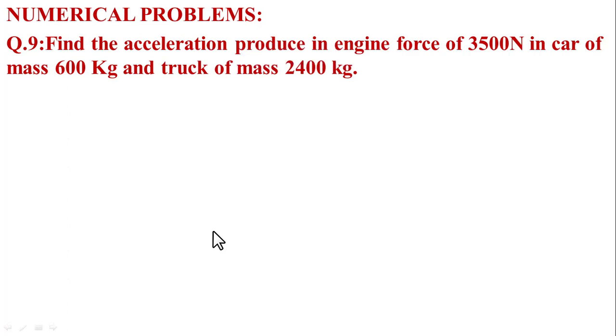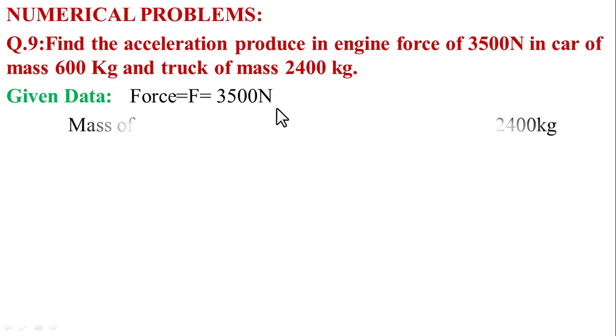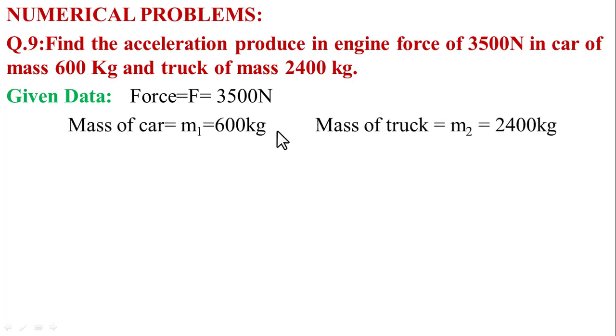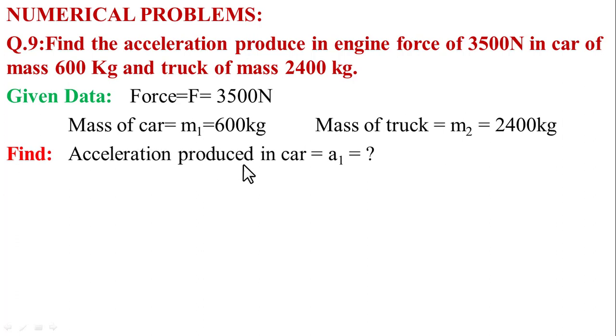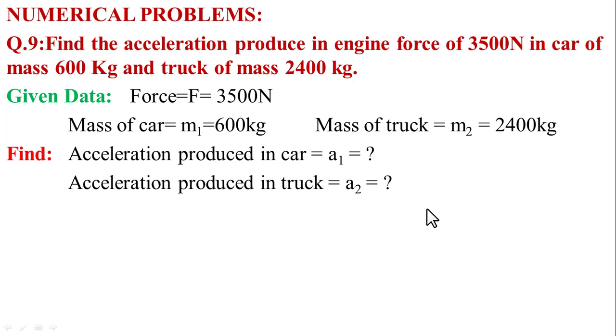In today's lesson, numerical problem, question number 9. Given statement: find the acceleration produced in the engine. Force of 3500 Newton in a car of mass 600 kg and a truck of mass 2400 kg. Now, according to the given statement, write the given data. Force F is equal to 3500 Newton, mass of car m1 is equal to 600 kg, and mass of truck m2 is equal to 2400 kg. Now we can find the acceleration produced in car a1 and the acceleration produced in truck a2 is equal to question mark.